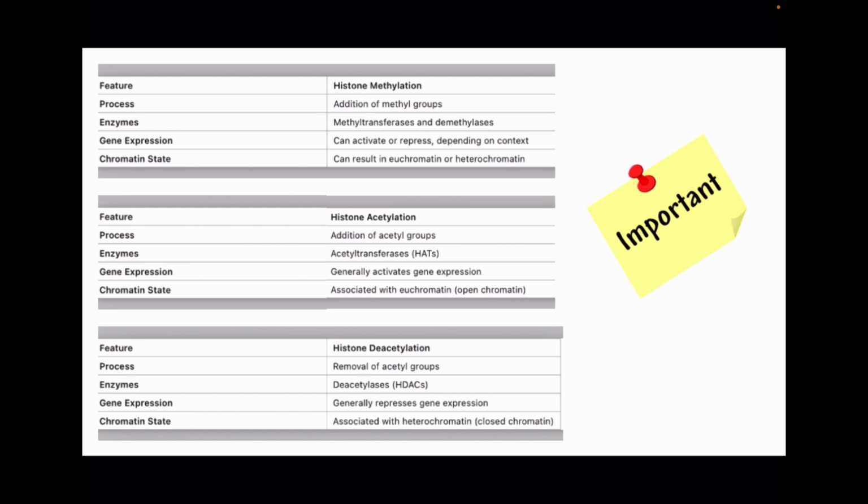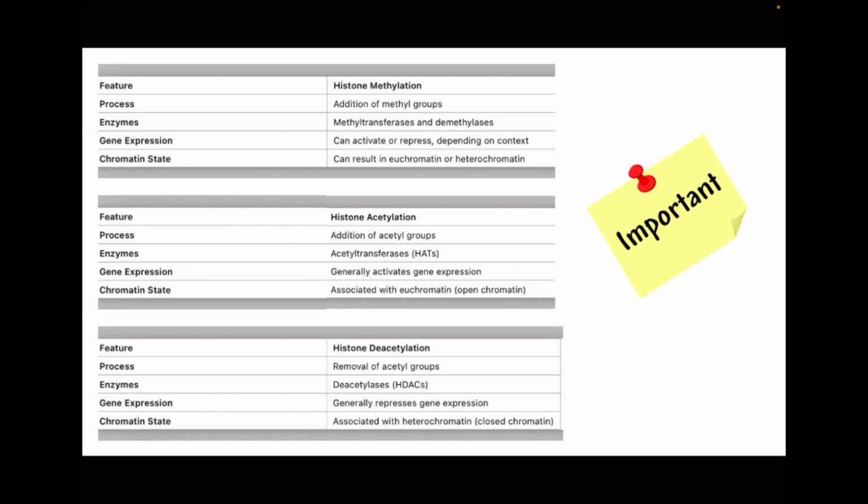Now this is quite important. Even if you've skipped the entire video where I've discussed histone methylation, acetylation, and deacetylation, even just knowing this will be quite helpful. So histone methylation is when methyl groups are added. The enzymes are methyltransferases and demethylases. It can activate or repress depending on the context of gene expression. In the chromatin state, under histone methylation it can result in either euchromatin or heterochromatin.